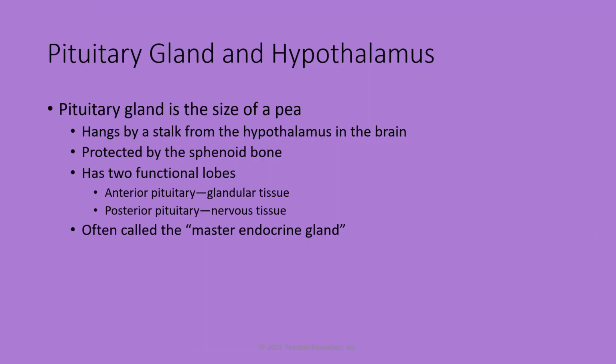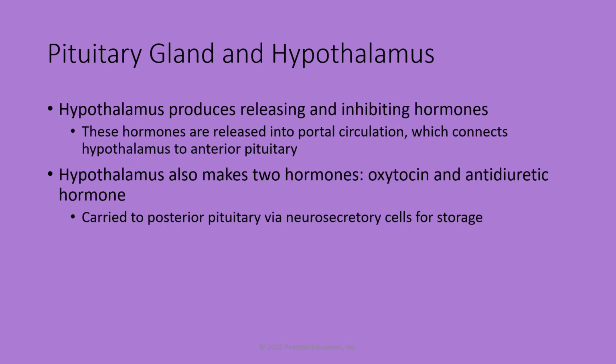Let's look at the pituitary gland and the hypothalamus first. The pituitary gland is very small, only about the size of a pea. It is connected to the hypothalamus by a stalk, which is known as the infundibulum. It's protected by the sphenoid bone. It has two lobes: the anterior pituitary and the posterior pituitary. Several different hormones are produced here, so it's often referred to as your master endocrine gland.